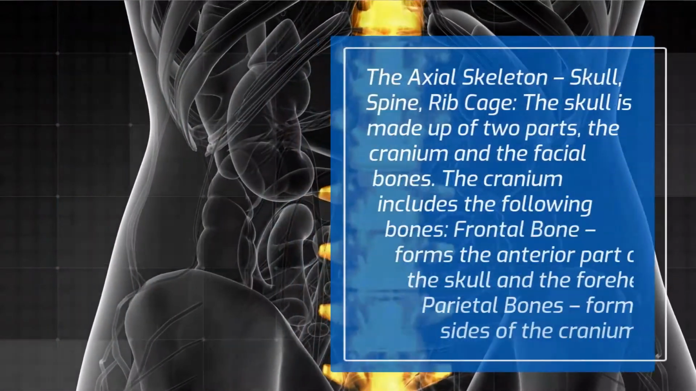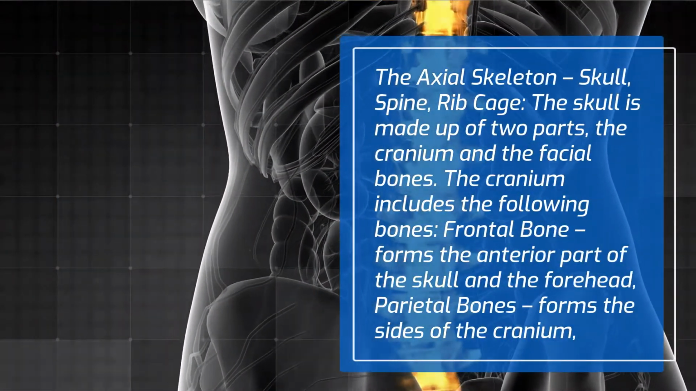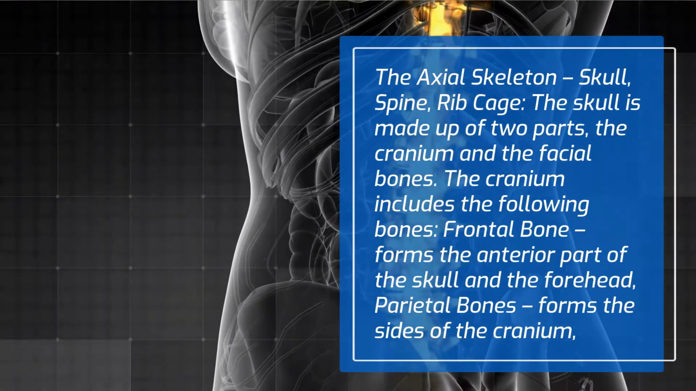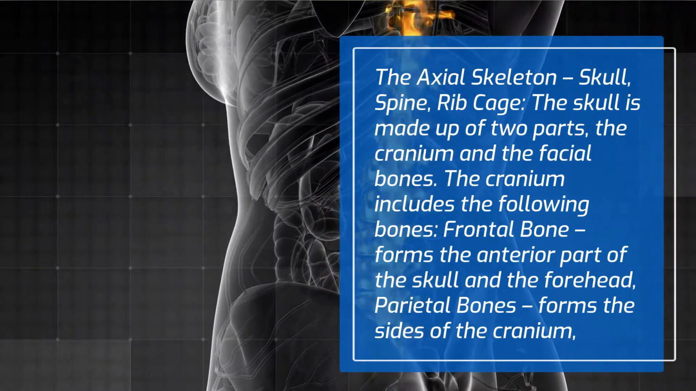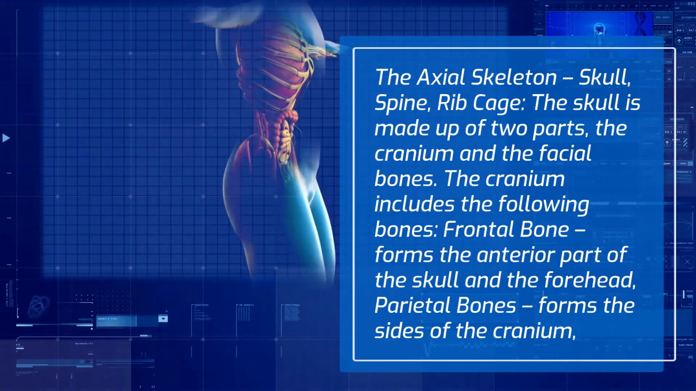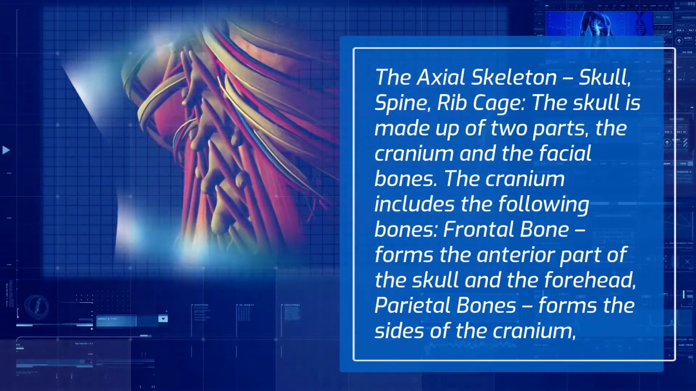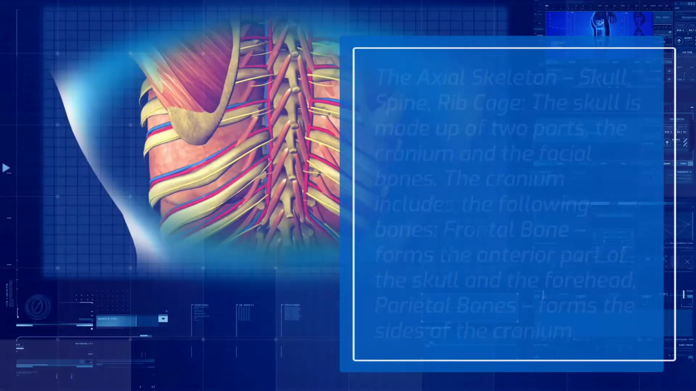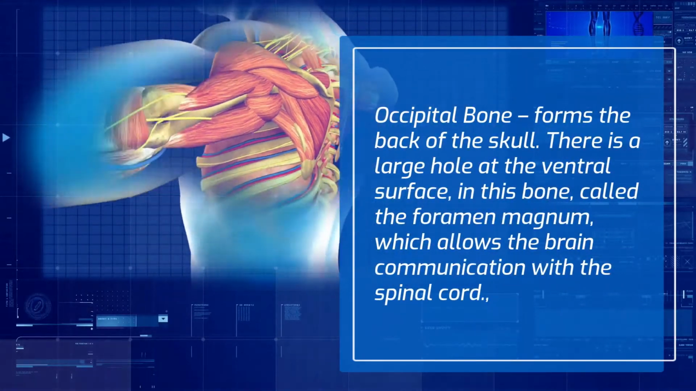The axial skeleton: skull, spine, ribcage. The skull is made up of two parts, the cranium and the facial bones. The cranium includes the following bones: frontal bone, forms the anterior part of the skull and the forehead; parietal bones, forms the sides of the cranium; occipital bone, forms the back of the skull.